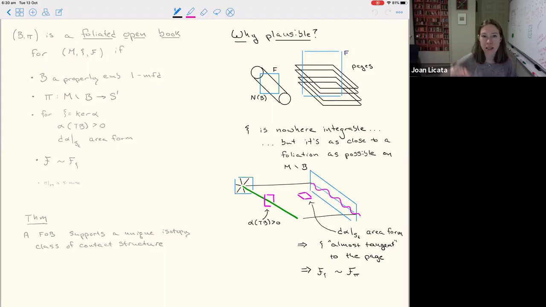And because the contact planes can't flip over too much, it tells you that if you looked at the characteristic foliation on this blue surface, this is our new boundary, and you compare that to the leaf coming from the page, they can't be too far apart. Okay, and this is the idea behind why you want the characteristic foliation and the open book foliation to be close together, and why having that might control something about what happens close enough to the boundary.